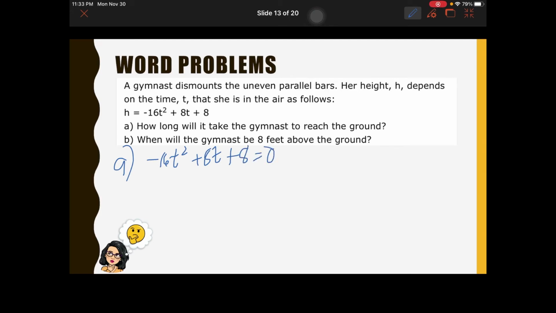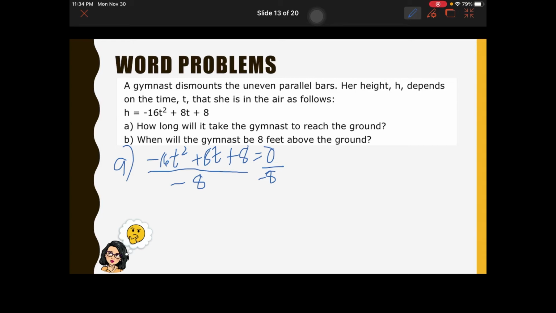So, if you notice, kakaiba yung signs natin. So, kung gusto niyo po, you can actually divide the entire thing with a negative number. And not just any negative number. If you notice our numerical coefficients, lahat po sila ay pwedeng ma-divide sa 8. Tama? So, let's try to do that right now. We will divide the entire thing with negative 8.